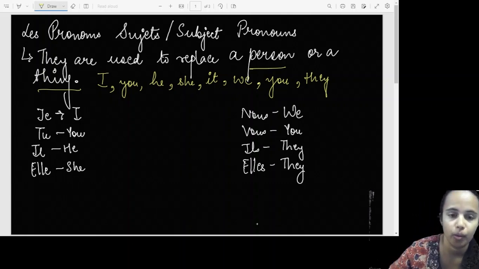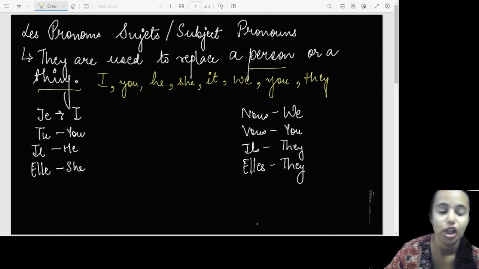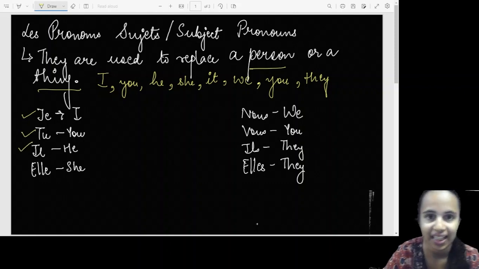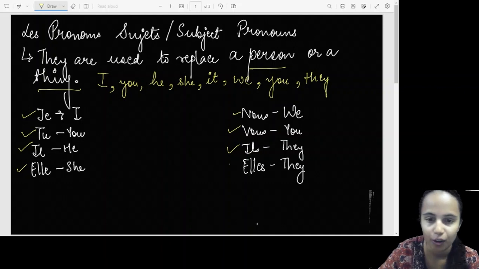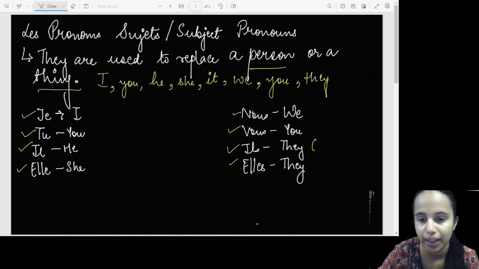Now let's talk about the subject pronouns in French. So we have je, which means I, tu means you, il means he, elle means she, then comes nous, which means we, vous means you, ils means they, and elles also means they, but the difference is ils refers to the male group and elles refers to the female group.